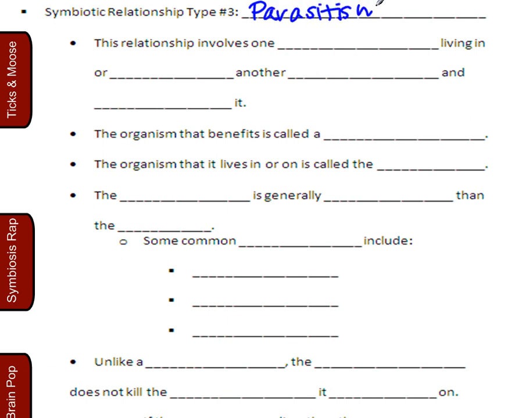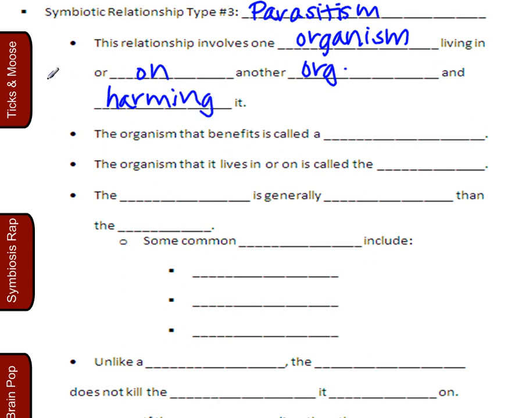Okay, so parasitism. This relationship involves one organism living in or on another organism and then harming it. Okay, so our gesture for this is I want you to draw an arm, best you can draw. That's not a very good arm, but it doesn't matter because you're just going to grab your one arm, and because it's a parasite living on you, that's going to be your gesture for parasitism.